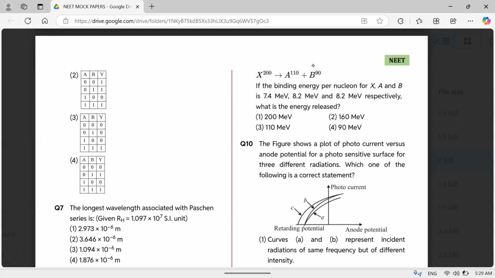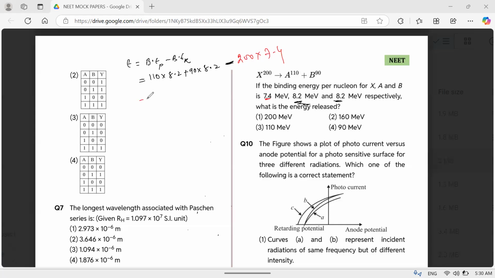Beta, do you remember the formula? Energy released E is equal to the binding energy of the products minus the binding energy of the reactant. What is the final energy of your products? For A, it is 110 into binding energy 8.2, plus the next one is B. For B, mass number is 90 into binding energy 8.2, minus the binding energy of the reactant. Binding energy of the reactant is 200 into 7.4, as given.